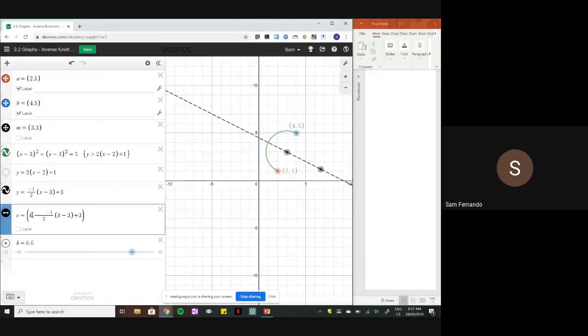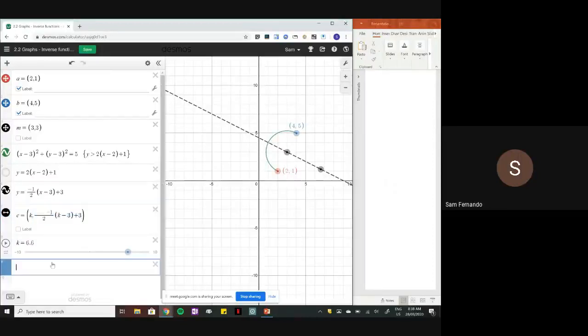So X can be any value. So I've just got a K, with a slider, any value. And for any given X value, this tells me the Y value, because that's what a function does. And so this here is the Y value. All right, so what can we do now? This is any possible center.